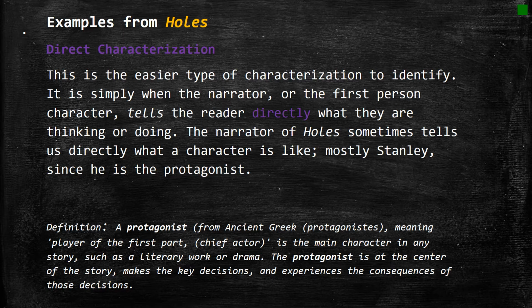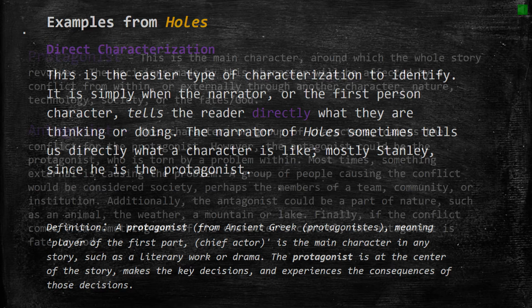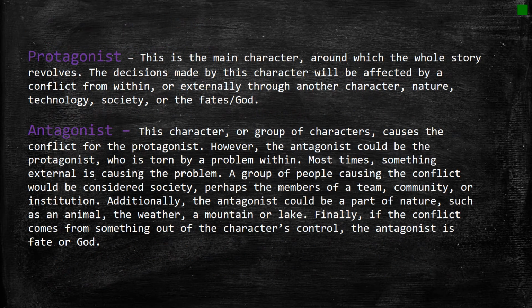Down below, we have the definition of a protagonist coming from ancient Greek, and you can read about that. Protagonist is the main character around which the whole story revolves. The decisions made by this character will be affected by a conflict from within or externally through another character, nature, technology, society, or the fates, or God if you wish.